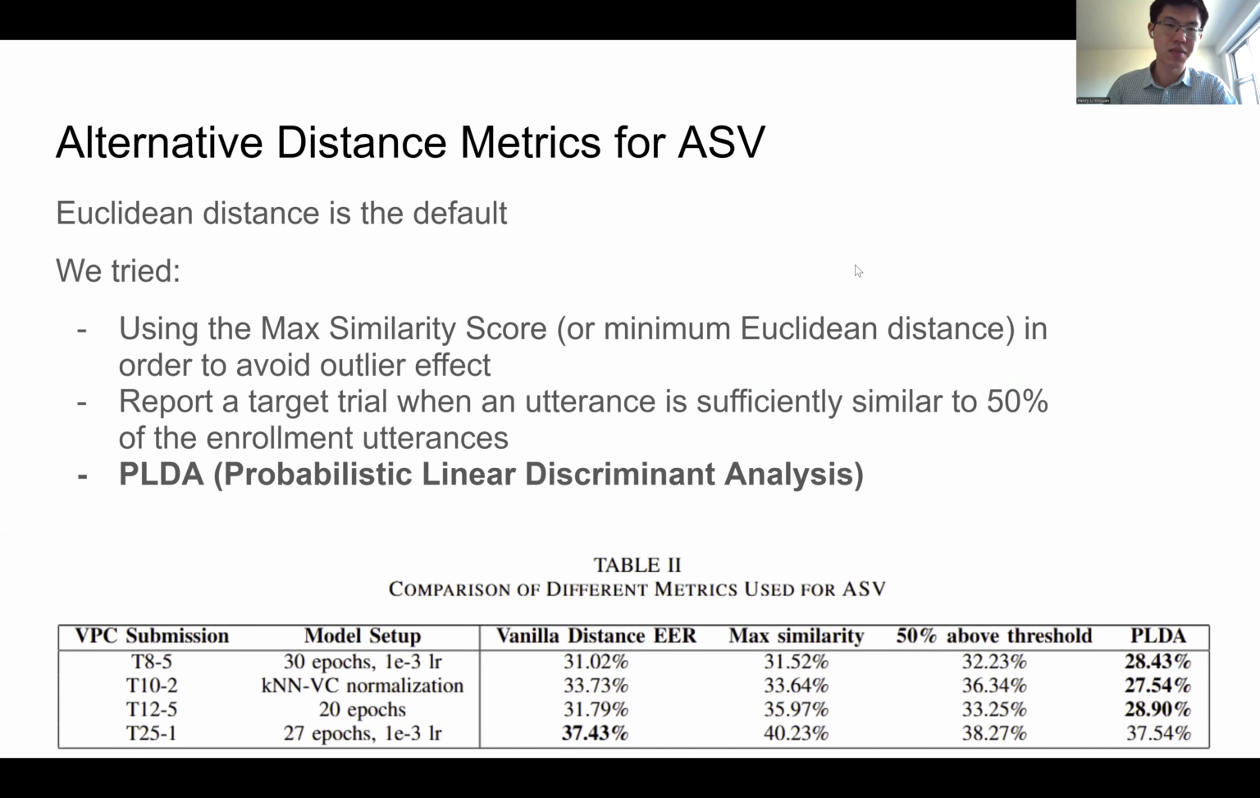And the last distance metric is a very well-known technique used in ASV, which is known as probabilistic linear discriminant analysis. If you're interested, you can refer to the original paper, which is a very important work in this field. In our experiments, we found that PLDA was able to achieve consistent improvements compared to all the other distance metrics.